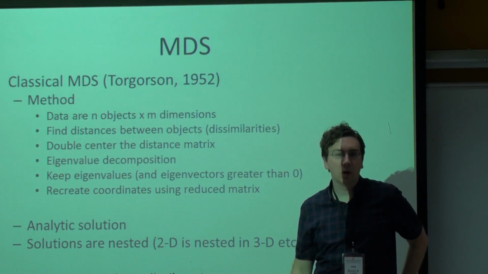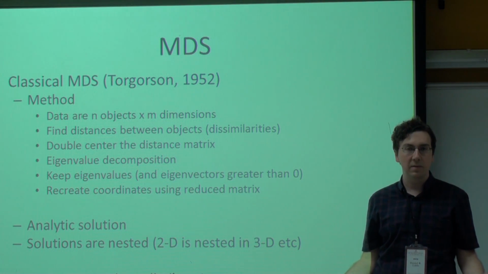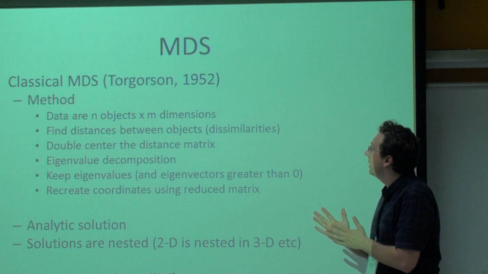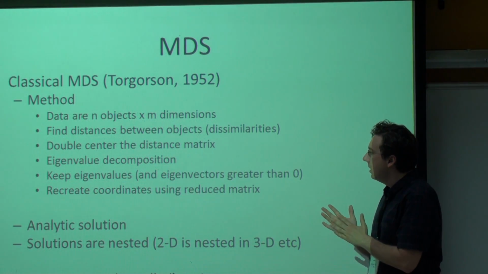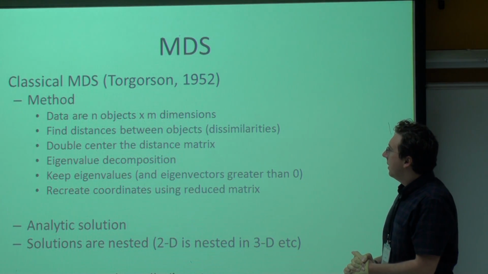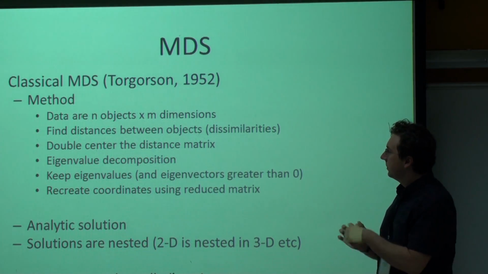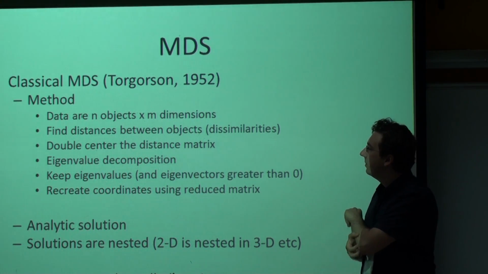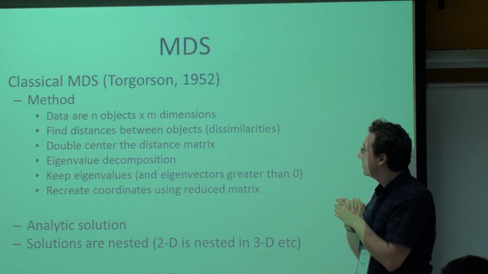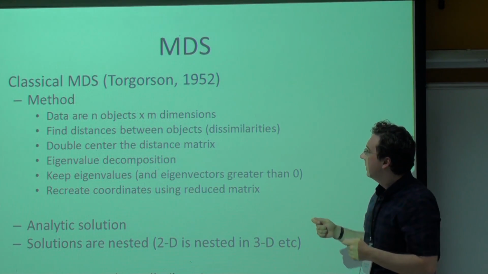Okay, so the first method we're going to try, just to introduce the problem, is the classical multidimensional scaling method. This is really the first one, which was invented by Torgerson in 1952. It's a lot like principal components analysis. I haven't put the math in here, but I put the steps that go into the math. What you have is a number of objects with a certain number of dimensions. You find the distances between each of those objects.